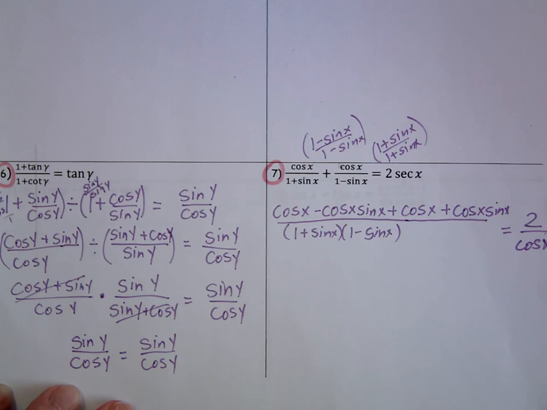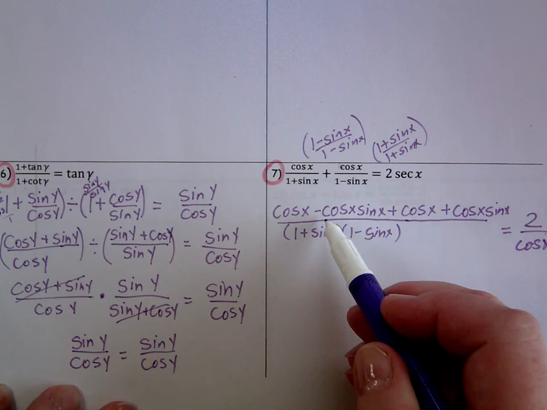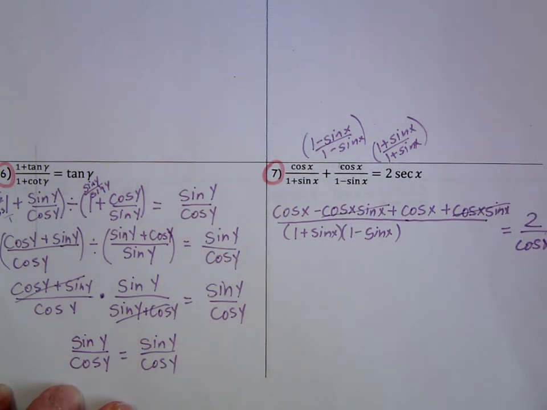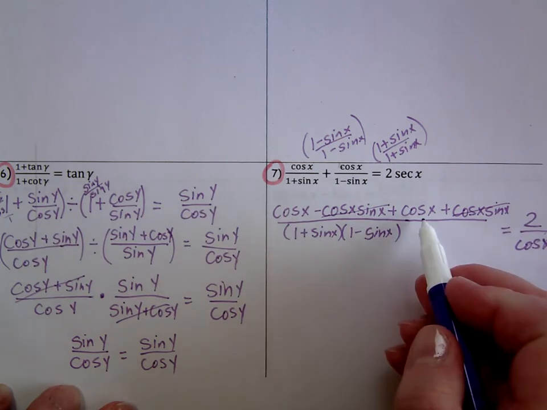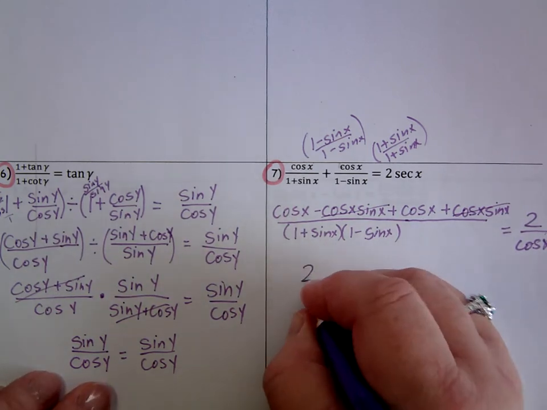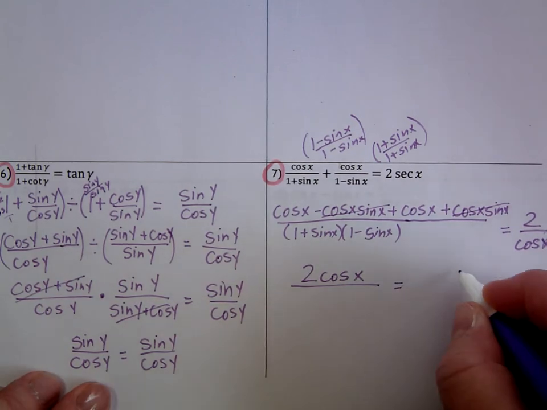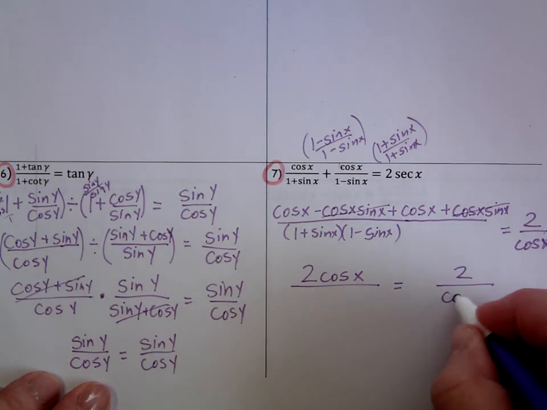Let's see if there's any goodness that comes out of this whole thing. I have a negative cosine sine. I have a positive cosine sine. They're gone. That gives me a cosine plus another cosine. I have 2 cosines. I'm adding 2 cosines on top. Again, this is supposed to equal 2 over the cosine of x.